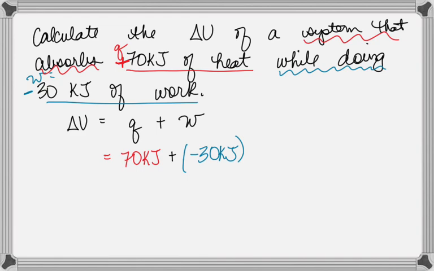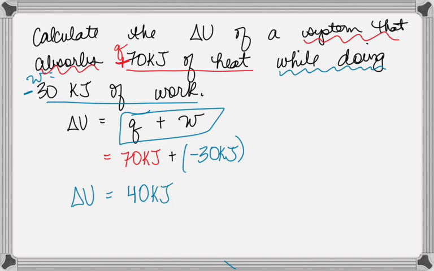That's why sometimes the formula looks like delta U is equal to Q plus W, and sometimes it looks like delta U is equal to Q minus W. Because look what happens here when you condense it. I mean, math, 70 minus 30 is what it is. But the formula is always Q plus W. Whether it's positive or negative depends on the context of the question. So the answer here is 40 kilojoules.